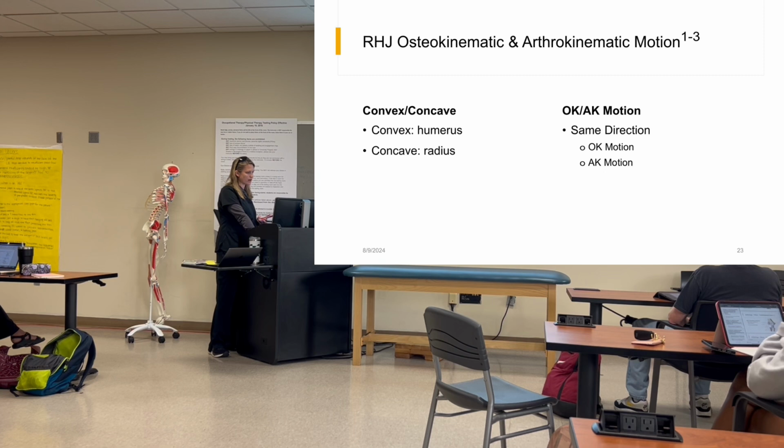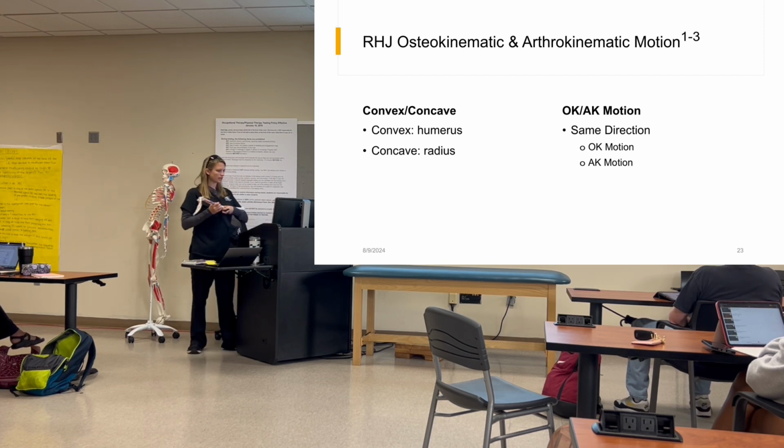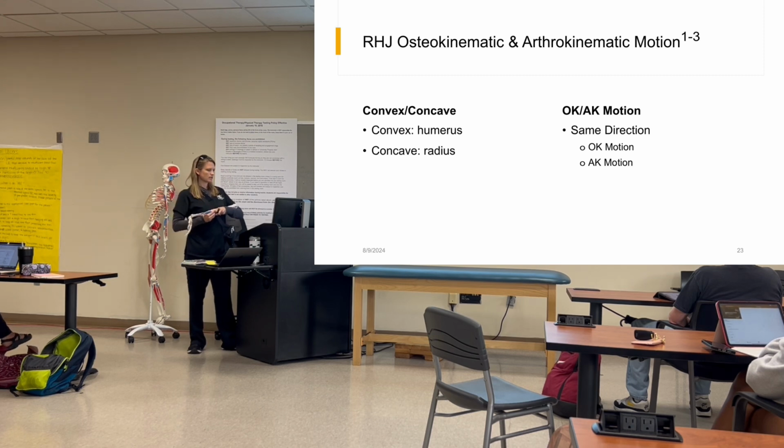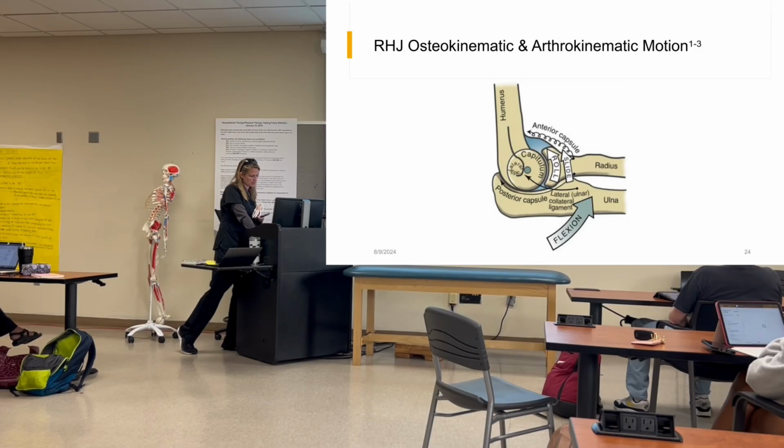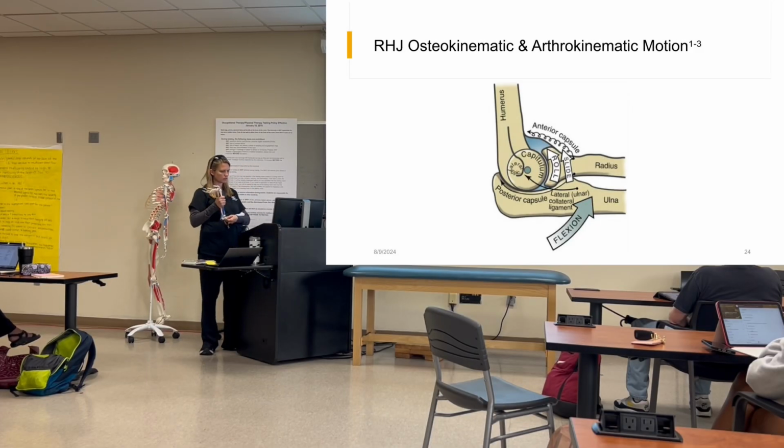All right, RHJ, what's that stand for? Radiohumeral joint. Okay, so this slide is talking about the radiohumeral joint. So again, here's the review. We have a convex humerus, we have a concave radius. So the roll and the glide slide are happening in the same direction. Okay, so we see that with flexion, anterior roll, anterior slide, extension, posterior roll, posterior slide.